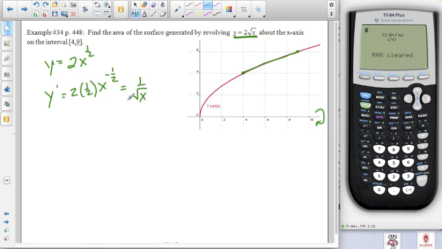And then we're going to revolve that around the x-axis. So our radius, since this is our axis of rotation, is going to go from the axis of rotation up to the function. And so that's going to be our r of x.